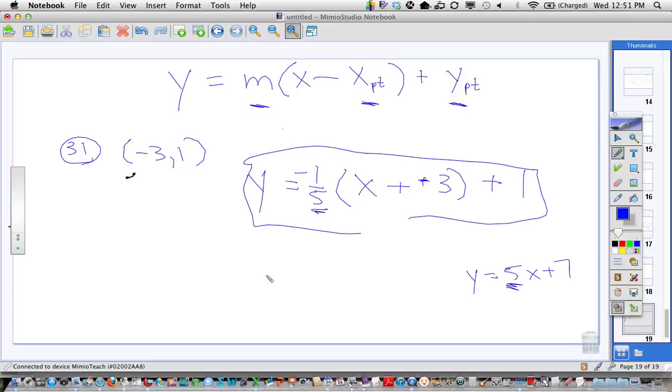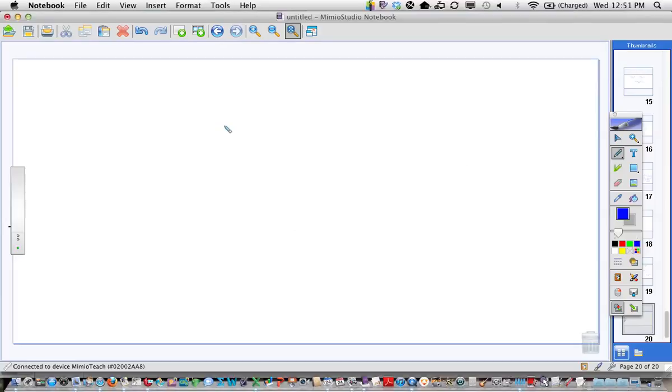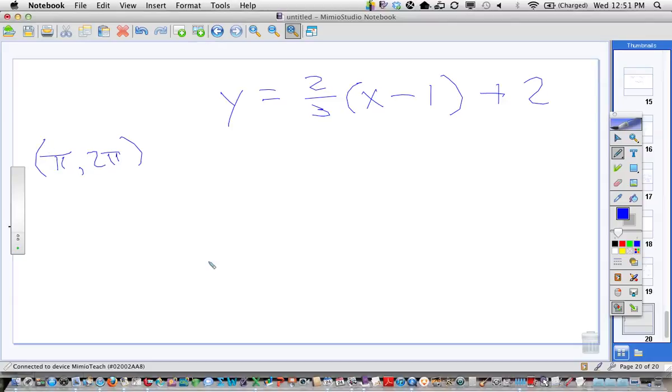Okay, so that's Appendix C. Now, somebody did mention in the other class, they asked about 25 where it said justify. Okay, what did you have? You had y equals 2/3, what was it, x minus 1 plus 2, I think, was one version you could have had of that. And then you're supposed to tell if 2 pi is on that.